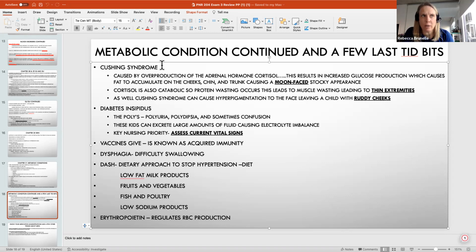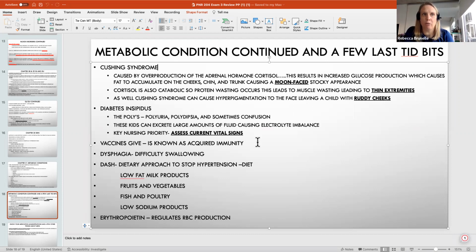We didn't really talk about Cushing's syndrome in class, but it is another metabolic condition. It's overproduction of cortisol, which is produced by your adrenal glands. So you'll see symptoms similar to Cushing's syndrome in someone that takes a lot of steroids like prednisone, because those are very similar to cortisol. So they have a moon face, thin extremities, kind of ruby red cheeks. This one is not as common. For sure, the two most common are going to be diabetes mellitus and hypothyroidism, followed by diabetes insipidus, and then the least common is going to be Cushing's syndrome.